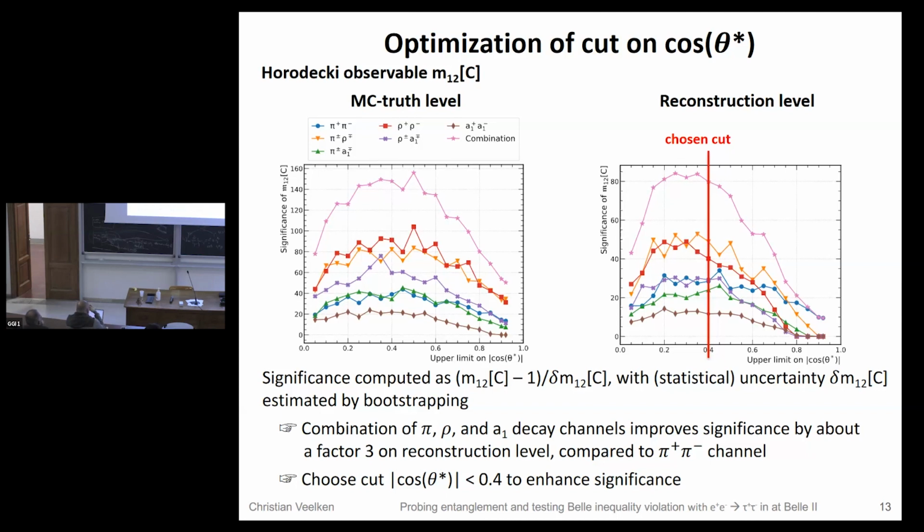and we chose this value for both observables. What you can also see in this plot is that all the decay channels, the pi-pi, pi-rho, pi-I1, the rho-rho, and the rho-I1, all contribute in a meaningful way to the overall sensitivity of the analysis. It's not like one of the channels dominates all the others. They're on the same ballpark.